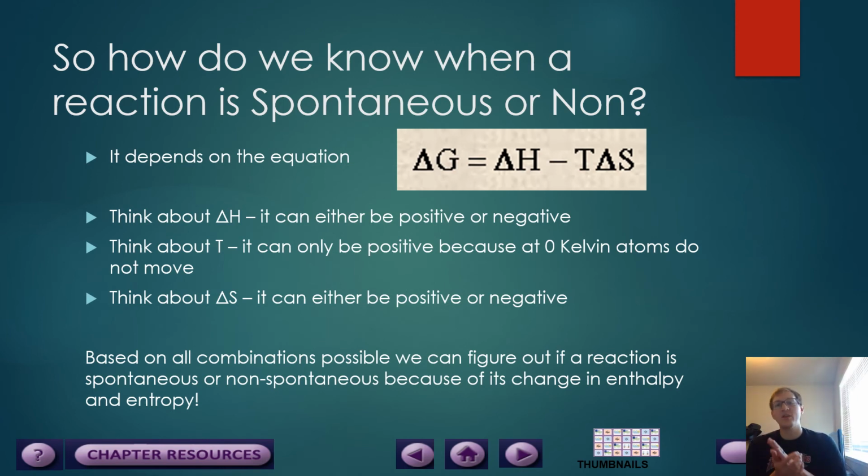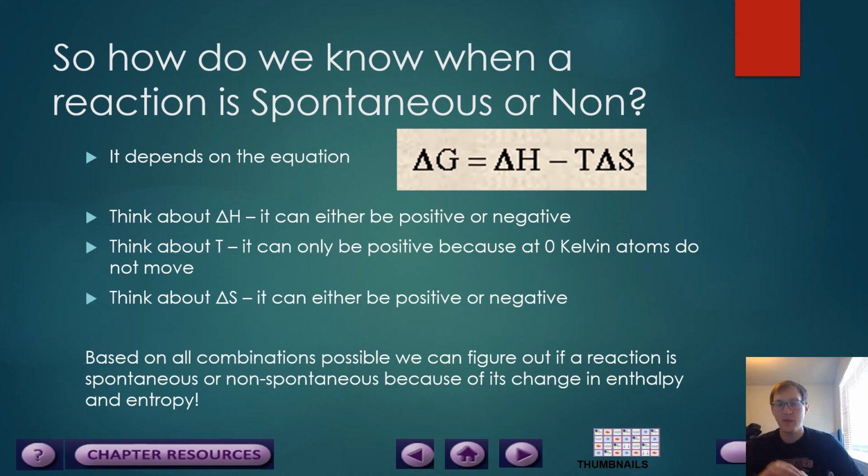So how do we know when a reaction is spontaneous or non-spontaneous? Really, all we do is look at the equation. We use enthalpy, temperature, and entropy to calculate these things. Delta H can either be positive or negative. T can only really be positive, because at 0 Kelvin atoms and molecules don't move, so T is always going to be positive, and it's getting multiplied by delta S, which can be positive or negative.